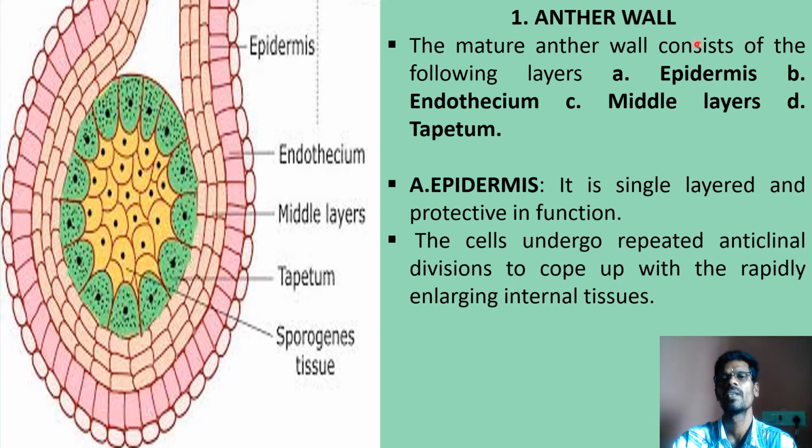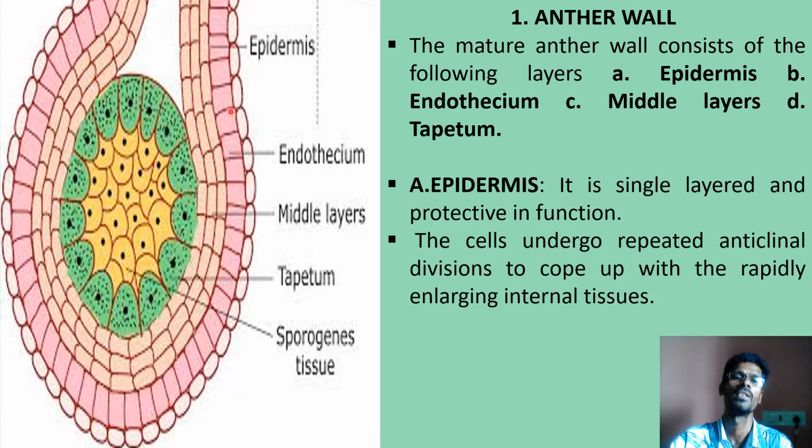The next is the anther wall. The mature anther wall consists of the following layers. Here the anther wall is diagrammatically shown. Usually they are made by epidermis, endothecium, middle layer and tapetum. So epidermis, endothecium, middle layer as well as the tapetum are the different wall layers of the anther. First, to begin with the epidermis, it is single layered and protective in function.